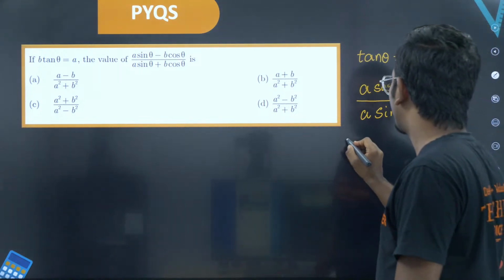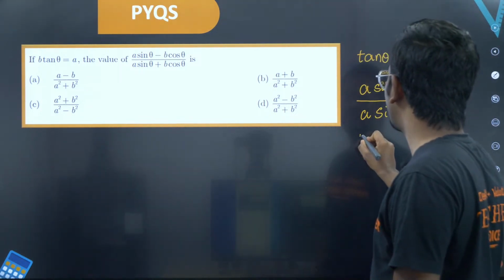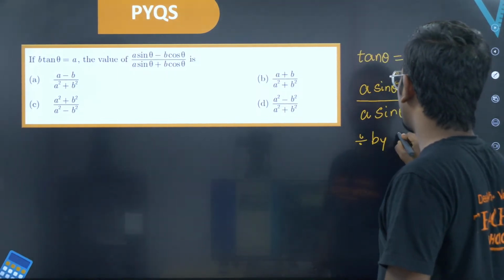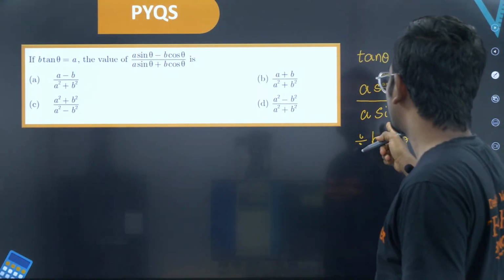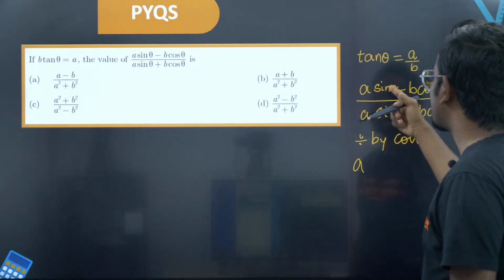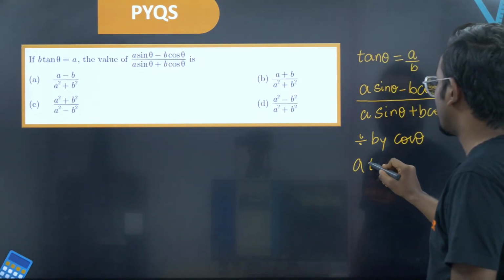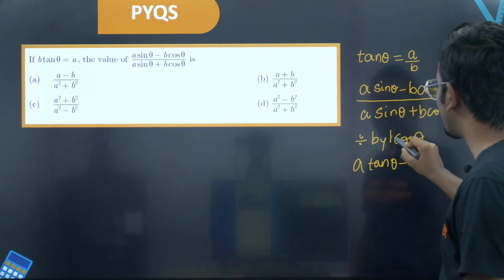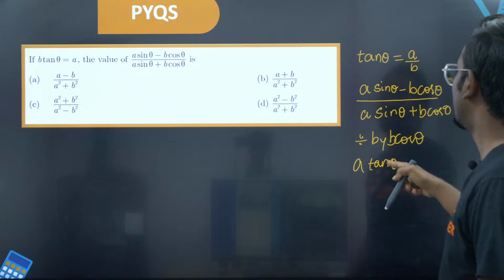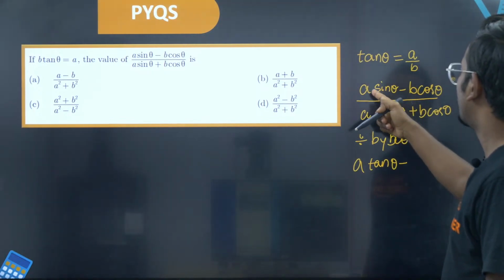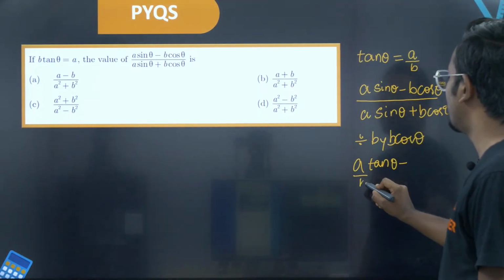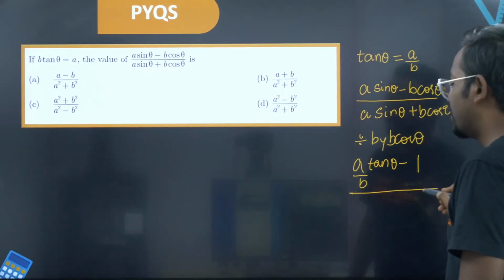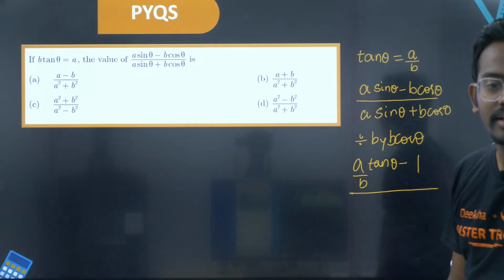Yes. So from here, divide your numerator and denominator by cos theta. Then what will you end up with? From here I get a sin theta by cos theta, which is a tan theta, minus, or divide by b cos theta instead, so that I can make this one divide by b cos theta. If you divide this by b cos theta, you will have b sin theta by cos theta, which is b tan theta. Similarly this becomes 1 divided by, okay.